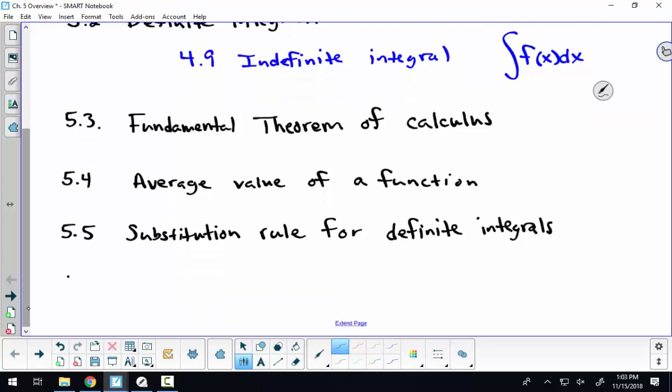And then finally, in 6.2, we're looking at the area between curves. So all of chapter 5, ultimately we're looking at the area between the function and the x-axis. And then in 6.2, we look at the area between two functions. So that's what we're going to be doing for the remainder of the semester.